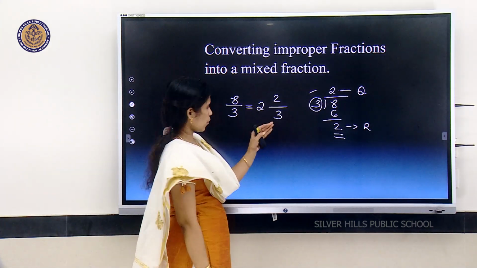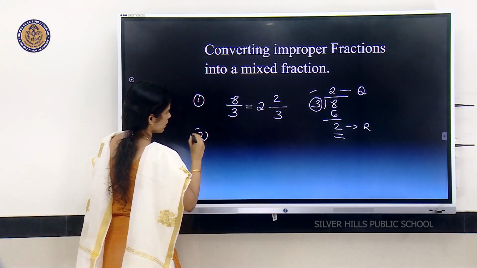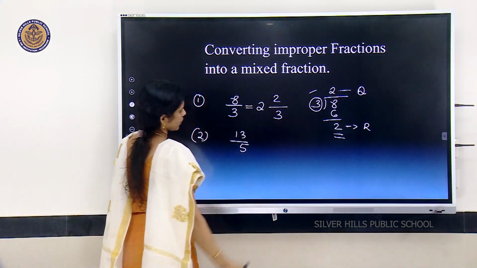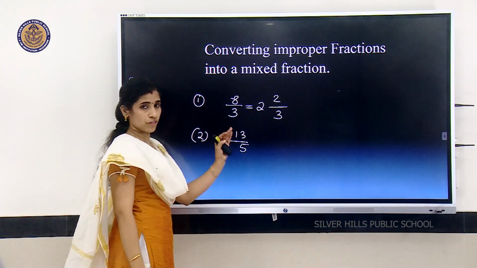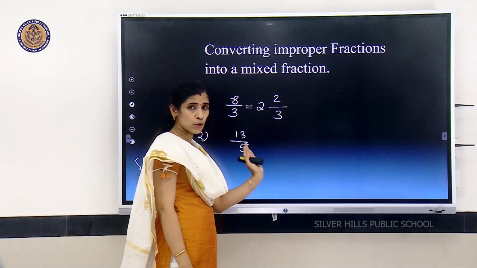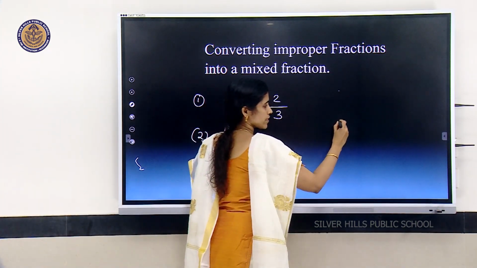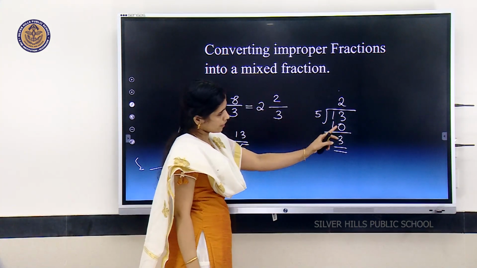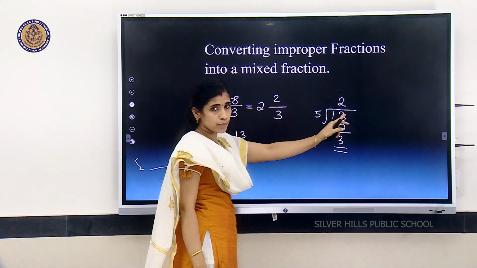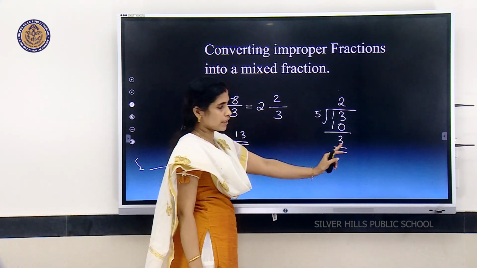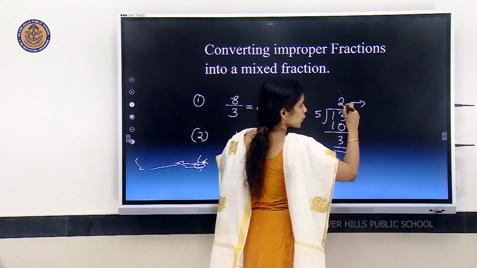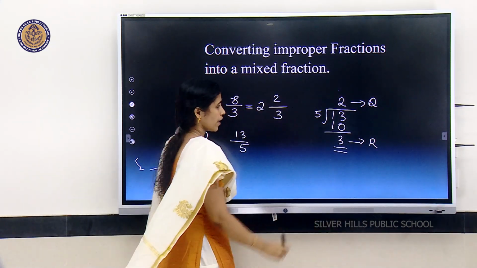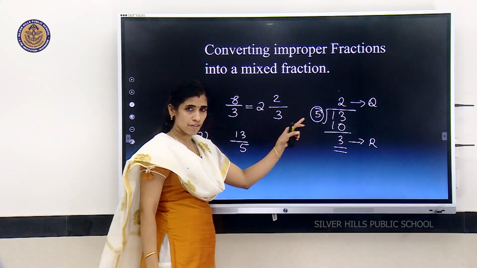Next we will do one more example, 13 by 5. For the first step, we divide the numerator by the denominator, that is 13 by 5. 2 5s are 10. Then we subtract 10 from 13. What is the remainder here? 3. So 2 is the quotient, 3 is the remainder and 5 is the divisor.